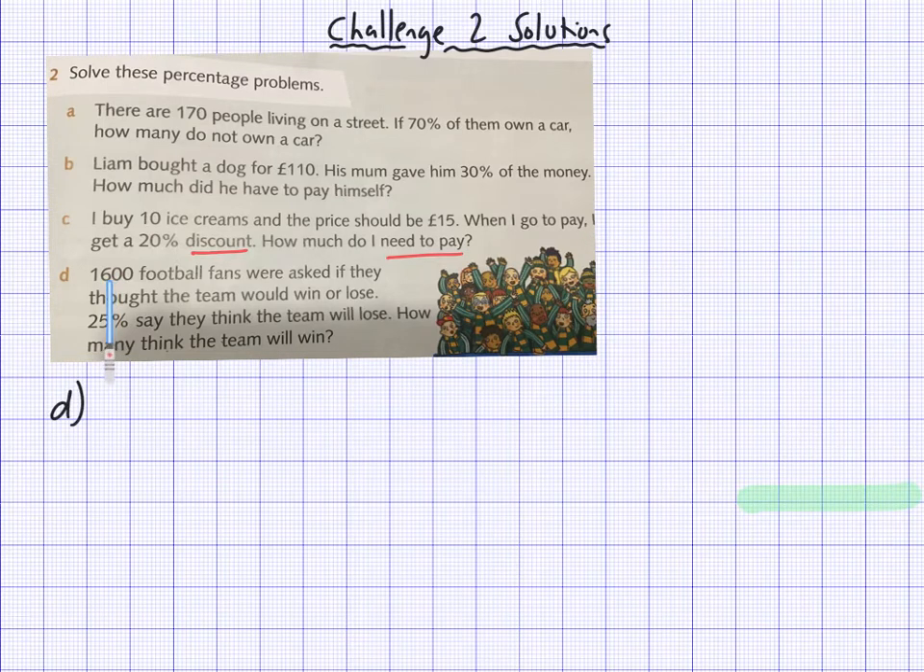D, 1,600 football fans were asked if they thought the team would win or lose. 25% say they think the team will lose. How many think the team will win? If 25% think that they're going to lose, that means 75% think they're going to win. Okay, so I'm going to try and find 75% of this number. The number is 1,600. I know that 75% is the same as 3/4.